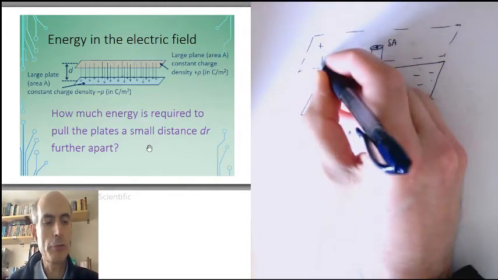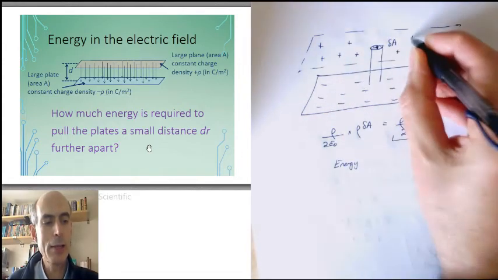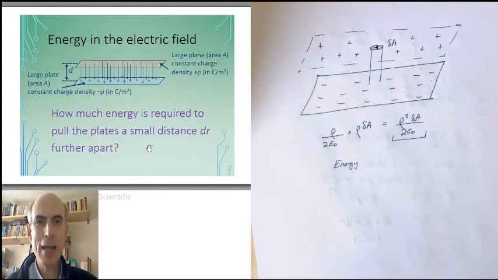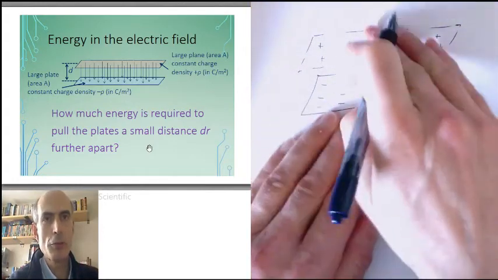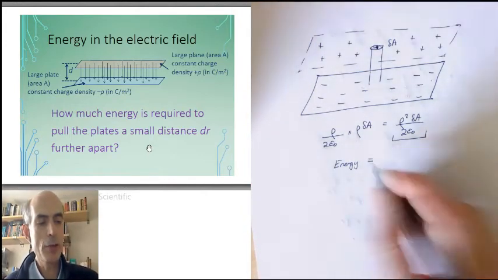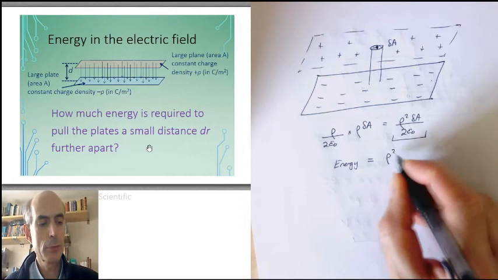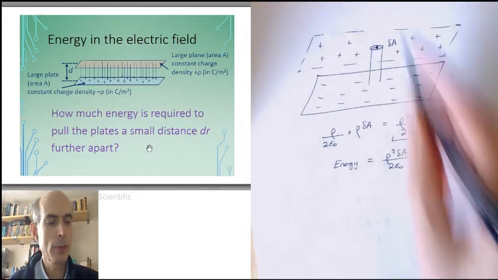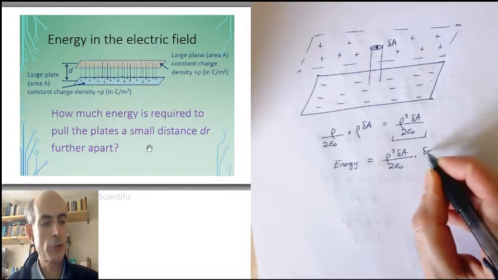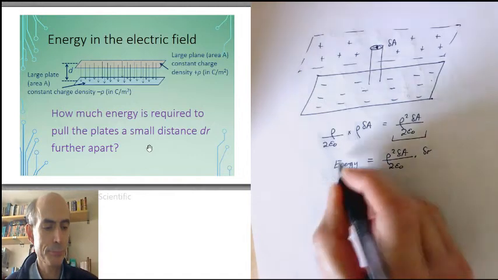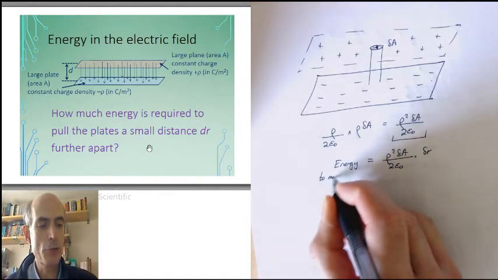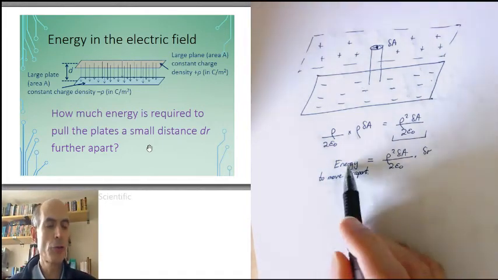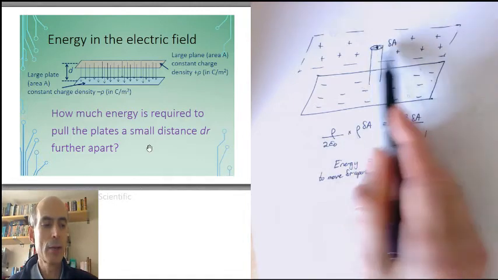Because this is a positive charged plate, there is an electrostatic force of attraction between them. So I'm going to have to put energy into this system if I want to move these plates further apart. And the energy that I have to put in is the force, rho squared delta A over 2 epsilon naught, times the distance. In this case, just a small amount of distance, delta R. That's the energy to move delta R apart. Or the energy to move a small area delta A, delta R apart.